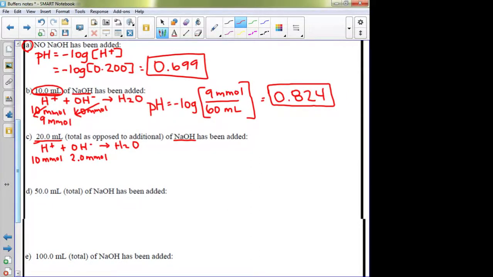So I'm going to use all of my OH, right? And so how much of my H positive am I going to be left with? 8. Did we see that? So now can I find my pH? Now pH is equal to the opposite log of my concentration of hydrogen, which is going to be 8 millimoles divided by, what's my total volume in this solution now? 70. Because 50 plus 20 is 70.